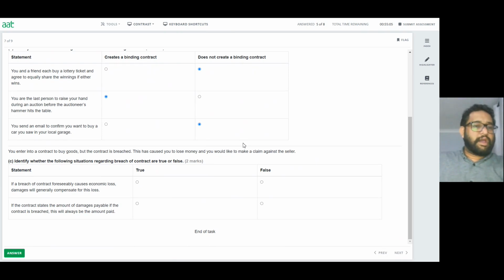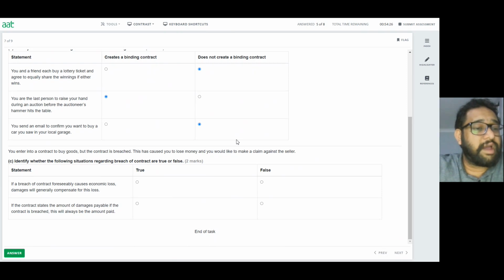Now, the next one is you enter into a contract to buy goods, but the contract is breached. This has caused you to lose money and you would like to make a claim against the seller. It happens when you buy goods online from Amazon or eBay, or anything you're buying from a marketplace. Yes, you enter into a contract to buy goods, the contract is breached, this has cost you money, so you would like to make a claim against the seller.